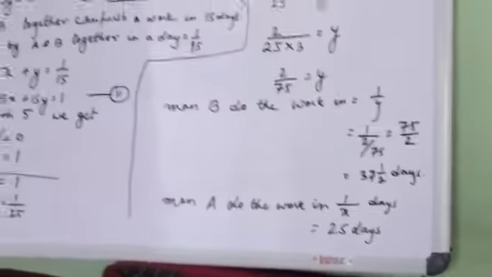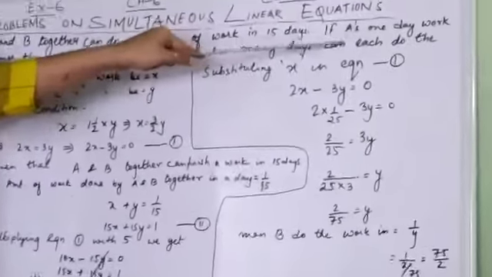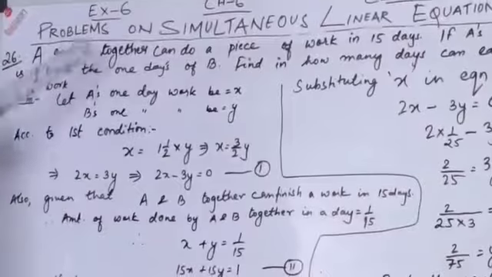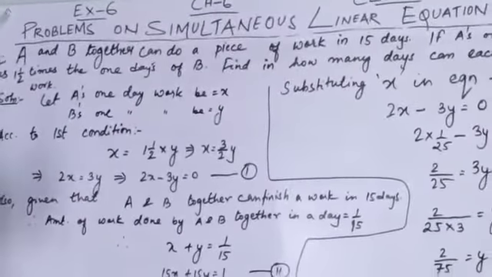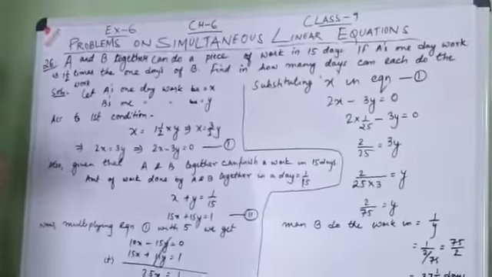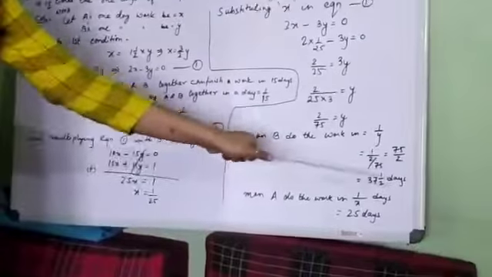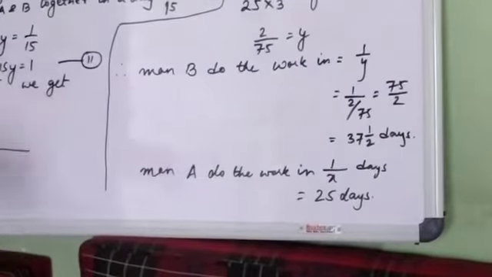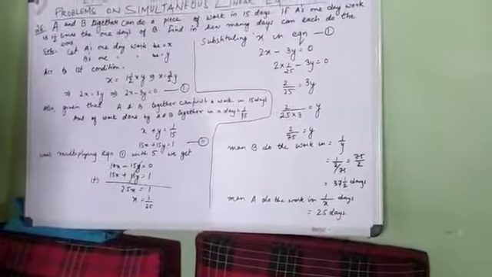Now from this entire sum, we can see that in the question it was stated that A does 1 by 2 times more work than B. That means A is more efficient and faster in completing the work. So the work that B takes 37.5 days to complete, the same work is completed by A in 25 days. This is a very important sum and you get this kind of question in exams a lot.